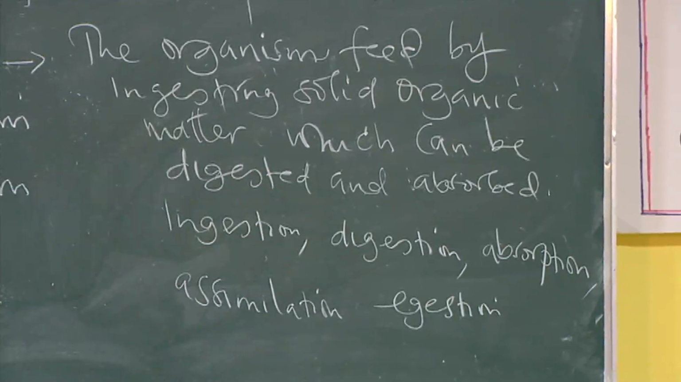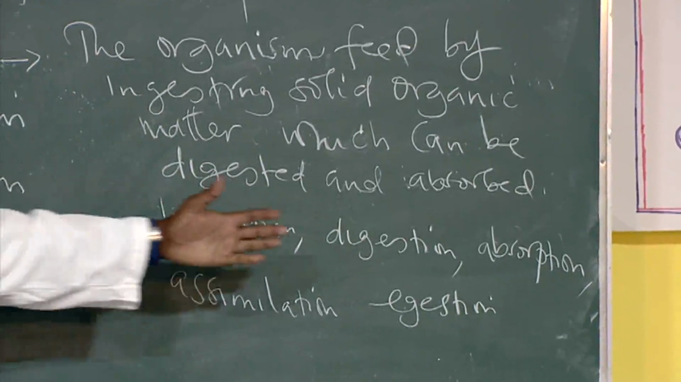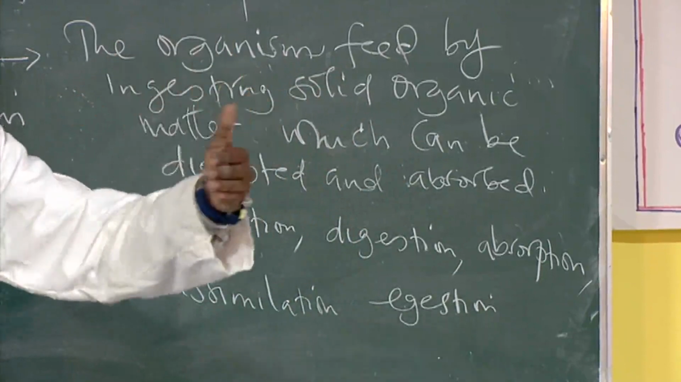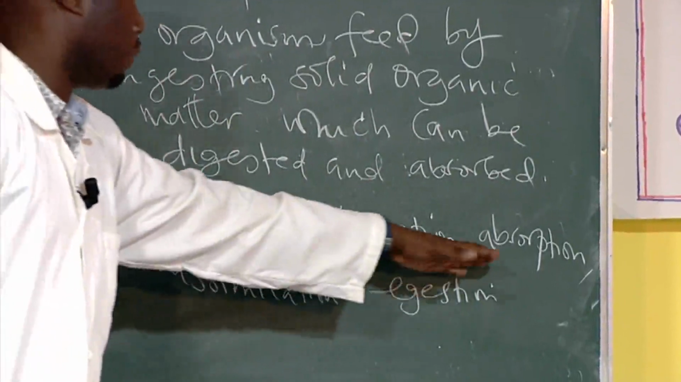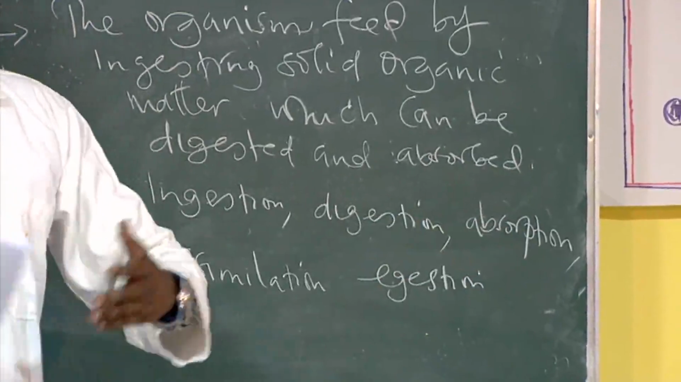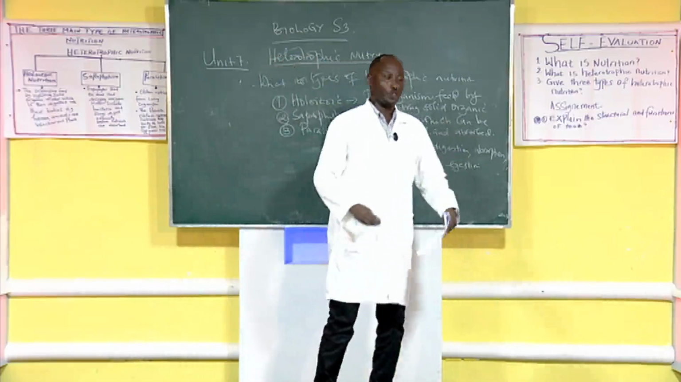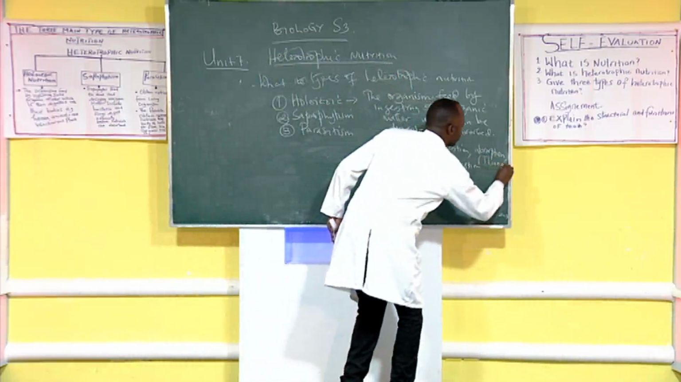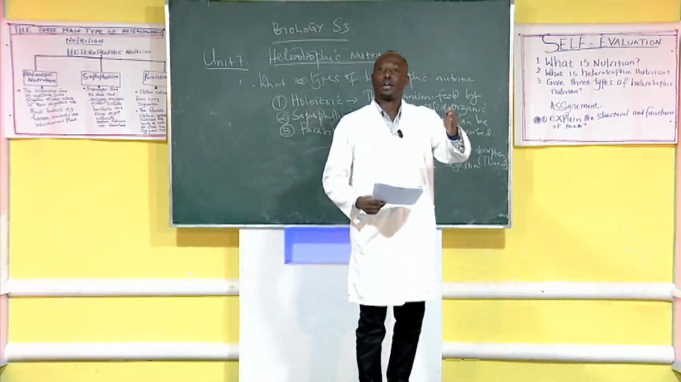Ingestion is the process of taking food into our mouths. Digestion is breaking down complex food material into simple soluble compounds that can be absorbed into the body. Absorption is absorbing the end product of digestion. Student, who can remind me where absorption takes place? Good, in the ileum. Those who don't know what the ileum is, we can refer to it as the small intestine.